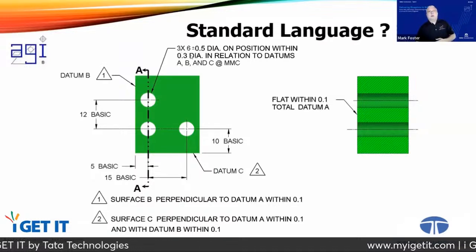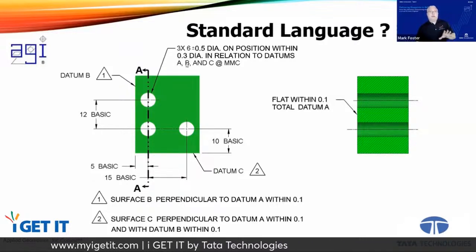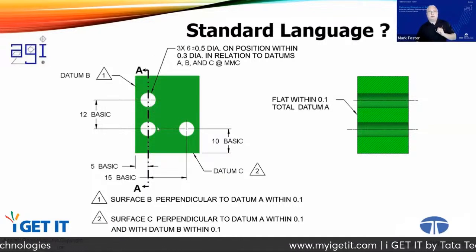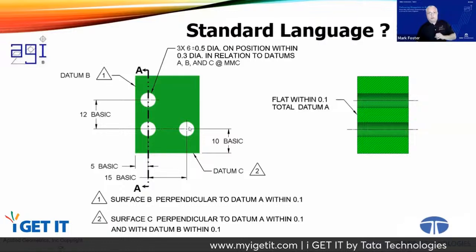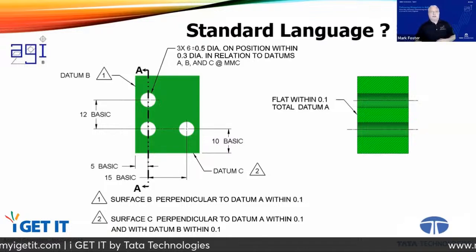So we tell you up here, the holes have to be this big within this much. That's the limits on the size and the form. And then they have to be on those theoretically exact positions within a 0.3 diameter zone. So we're giving you a bullseye that's 0.3 diameter at each one of those ideal hole locations, and your actual as manufactured hole has to have its axis contained within that zone that's 0.3 in diameter.